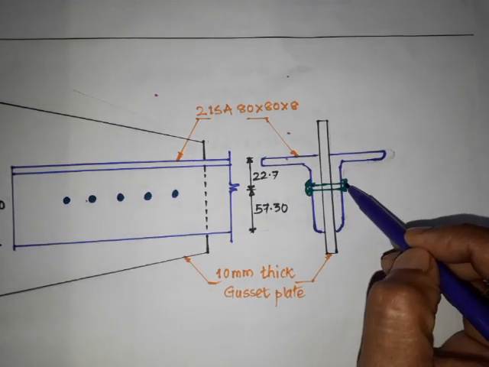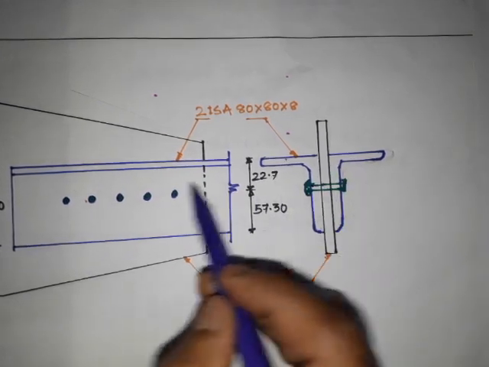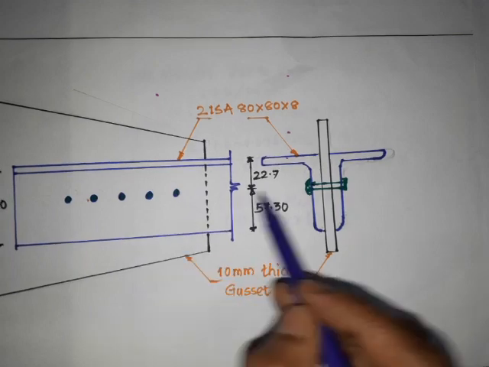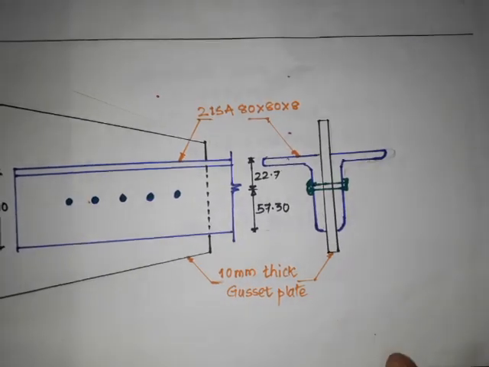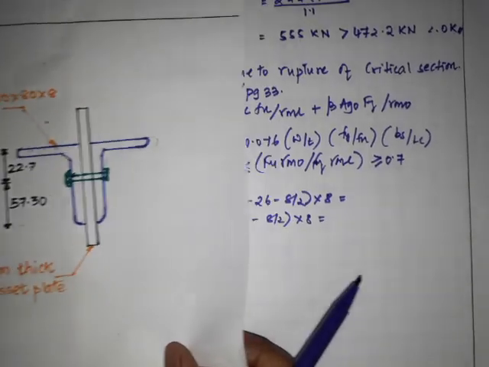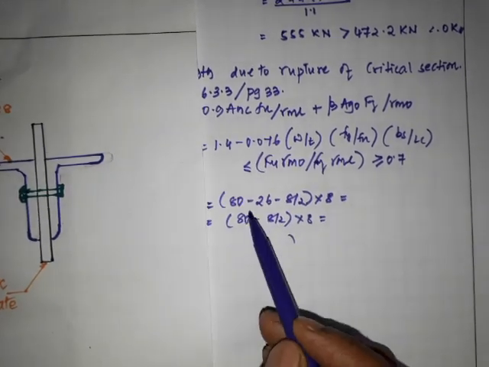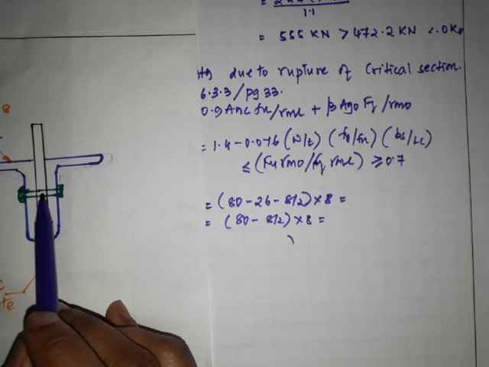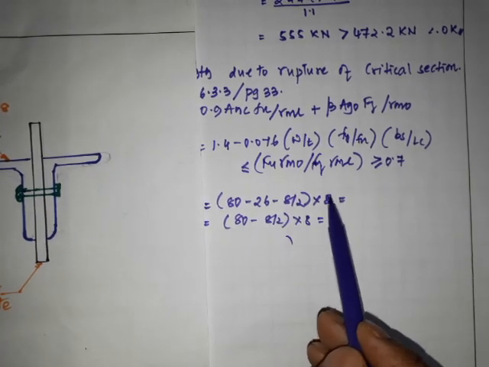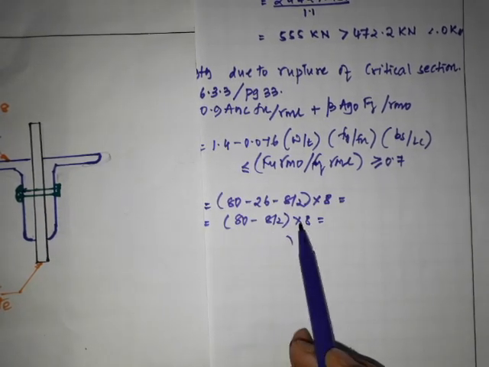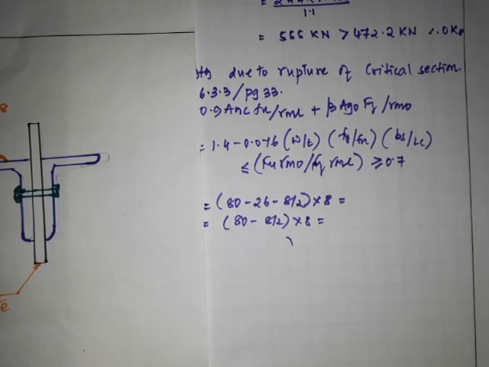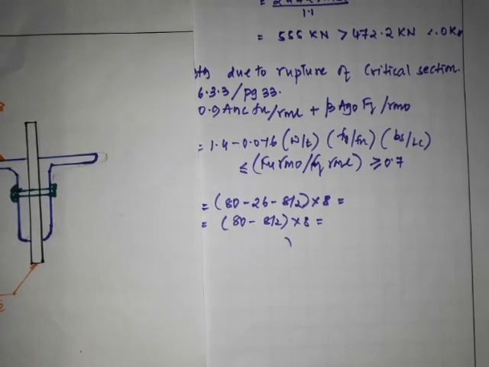minus the bolt hole which you provide in the angle. So that is bolt hole minus 26. If you want, I can show it here. So here, 80 minus 26. 26 is for the bolt hole, minus 8 by 2 into 8. Outstanding leg 80 minus 8 by 2 into 8. So this is regarding the calculation of net area and gross area.